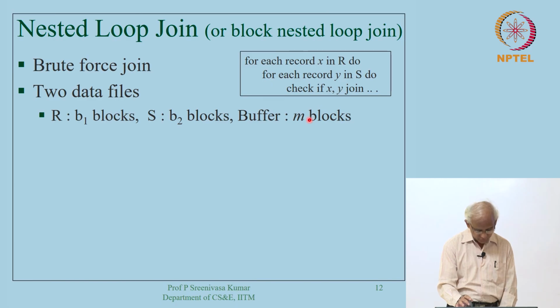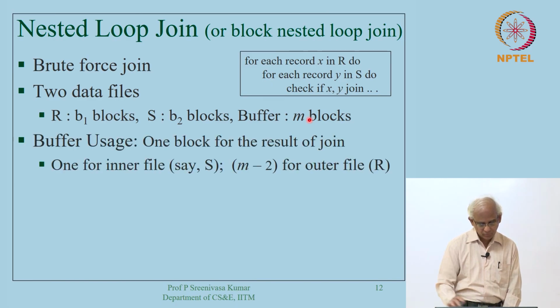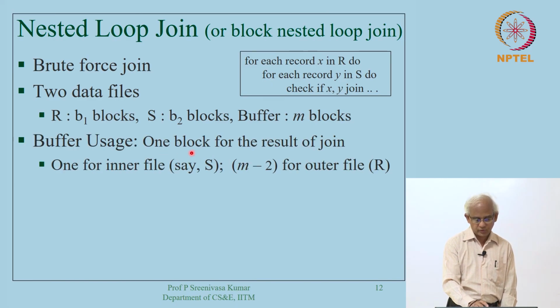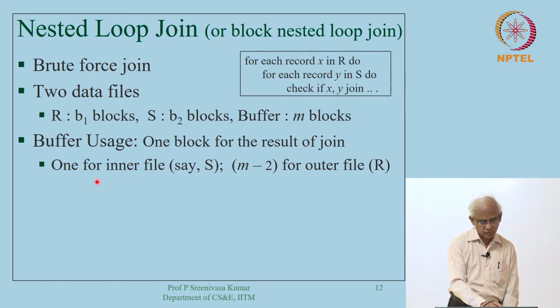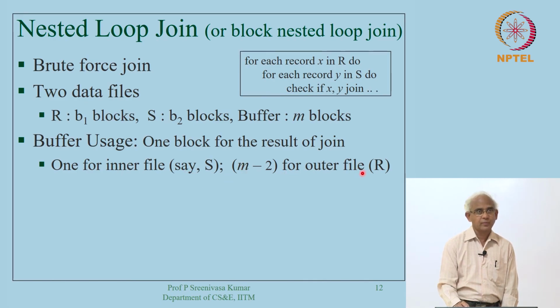So if we have M buffer blocks, then basically we will keep one block for the result of the join and one block for the inner file. Let us say S is the inner file here. So the inner file, and the remaining M minus 2 buffers are for the outer file, and the algorithm is very simple.